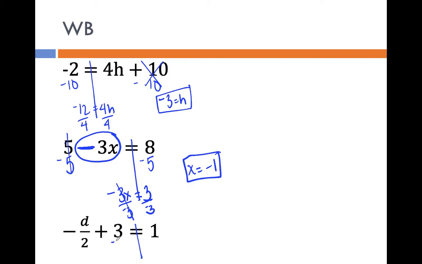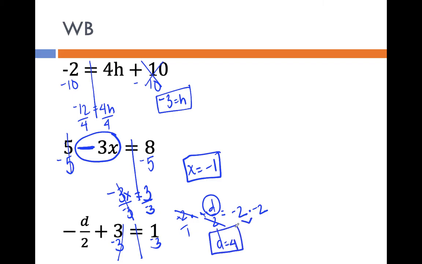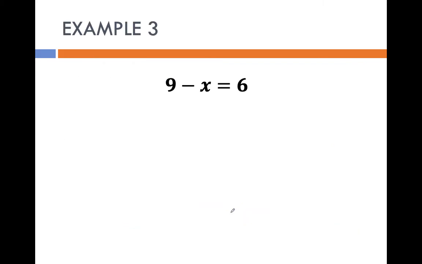And for our third example, start by subtracting 3 on both sides. So you end up with negative d over 2 equals 1 minus 3, which over here is negative 2. And then we're going to multiply both sides by negative 2. These cancel, the negatives cancel, d is by itself, and we get negative 2 times negative 2 is positive 4. So really the hard part about these mostly are the negatives. You have to be very, very careful with your negatives.